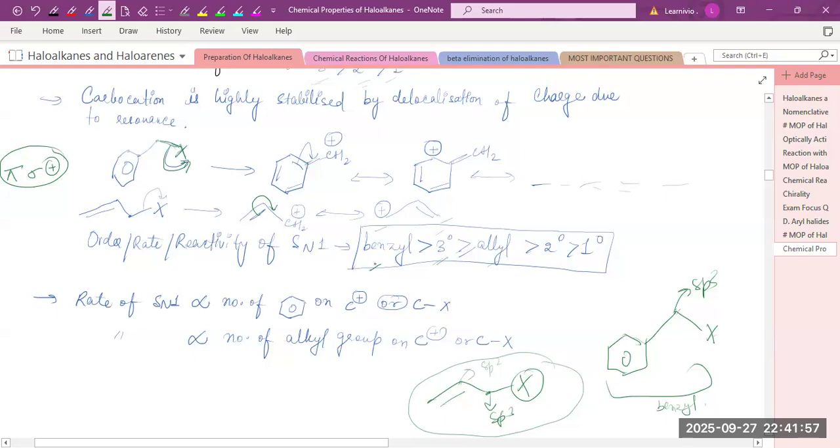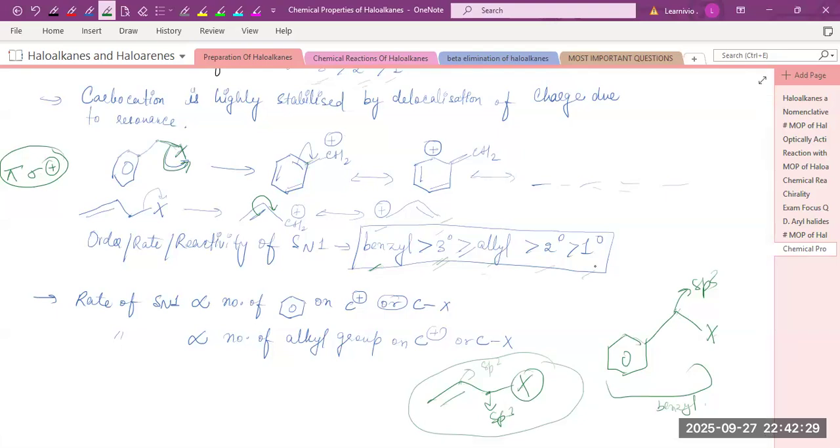So that's why, the order of rate of reactivity of the SN1 unimolecular nucleophilic substitution reaction is: first benzyl, which will be highest. Benzylic one, then tertiary one, then allylic. Tertiary and allylic both have almost the same reactivity. Then after that, secondary one, then primary one. Just keep this in your mind. This is very important.